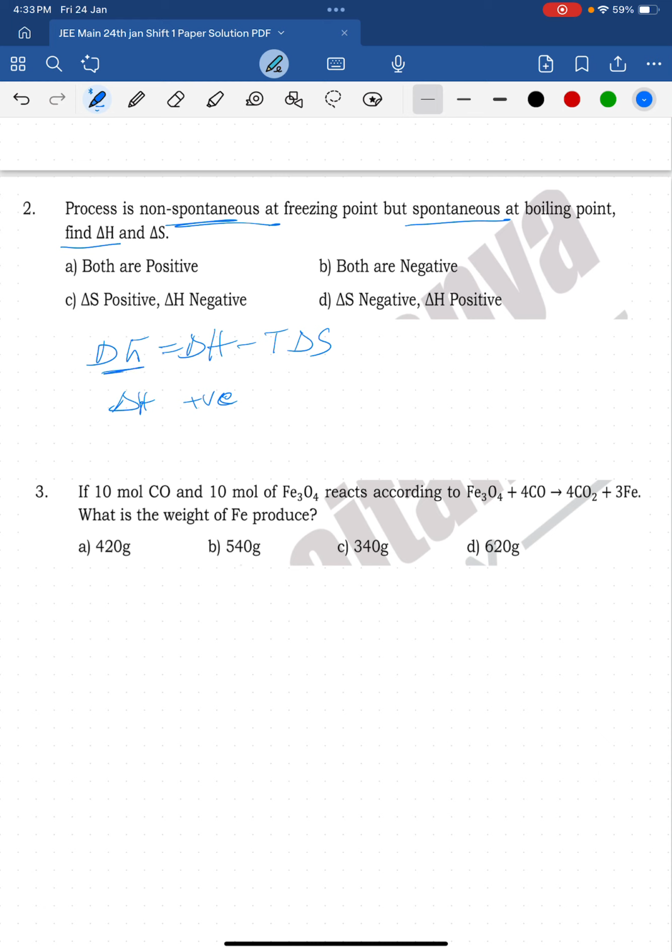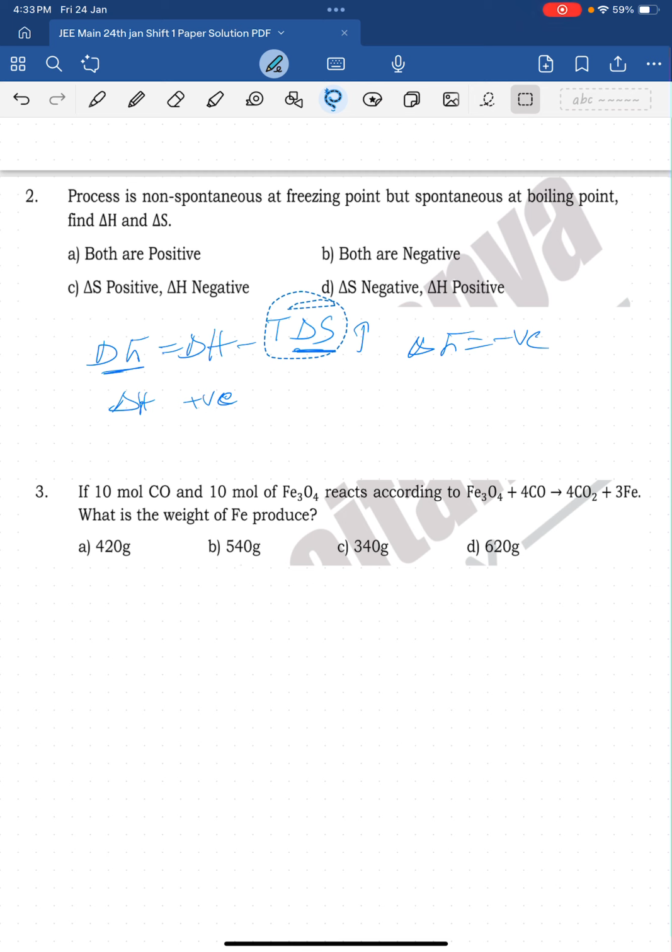When will you get delta G negative? Only when delta G is negative is it spontaneous. So to get negative, the T delta S value should be very high, which means delta S is also positive. With delta S positive, on increasing temperature delta G becomes negative. Then only at high temperature is it spontaneous. It is a very basic question. They gave the balanced equation and everything, so I can solve it.